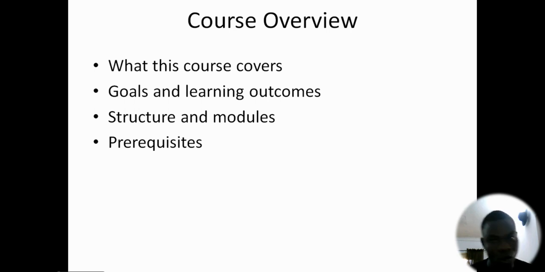So, course overview, what we are going to learn. What does the course cover? What we are going to learn about this course, we'll talk about it. Then the goals and learning outcomes of this course, we'll talk about it. The structure and the modules, the prerequisites, everything that we need to know about this course, man. So I'm so excited to lead you guys into this career of becoming a UI UX designer.